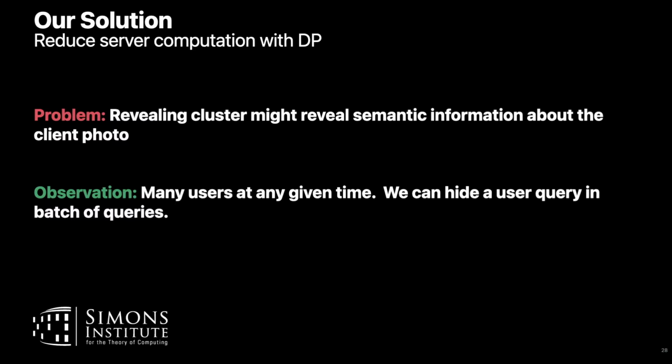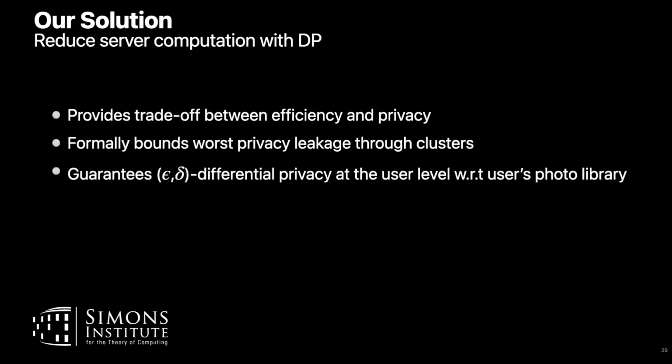And so you're still leaking some semantic meaning about the query itself. But we had this observation that because of the scale of our user population, many users at any given time are making queries, and we can hide this query in a batch of queries. And so what we do is we hide the clusters that we are querying for, and we provide this trade-off between efficiency and privacy, which is bounded by epsilon delta differential privacy at the user level with respect to a user's photo library. And epsilon delta are the two parameters that control the privacy. And the smaller the epsilon, the better the privacy.